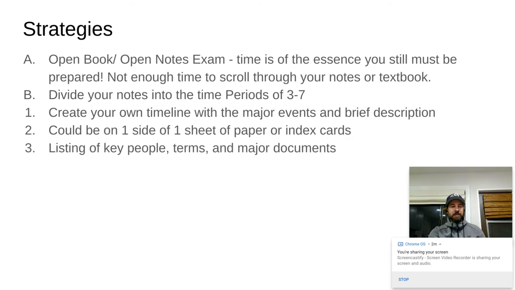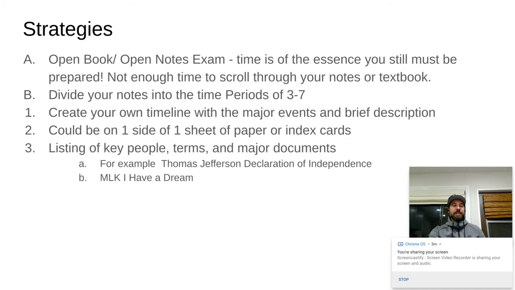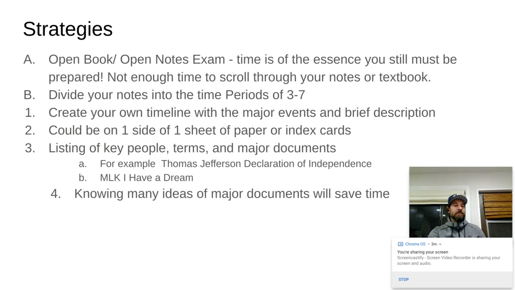Include a listing of key people, some of the major terms, and major documents. So for example, the first time period: Thomas Jefferson, Declaration of Independence. Later time periods: MLK, I Have a Dream, many of them that we've gone over in class, and it can help you save time. If you're already familiar with the Declaration of Independence and those ideas, you might not even have to read the entire document to understand it and then be able to connect it to the thesis statement.